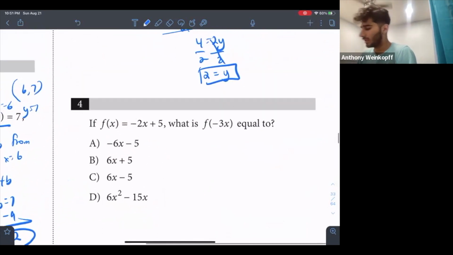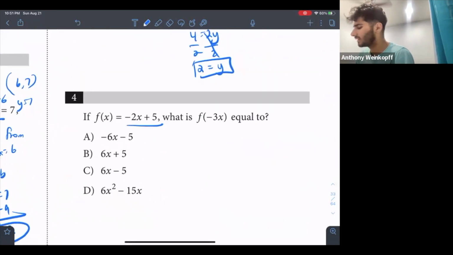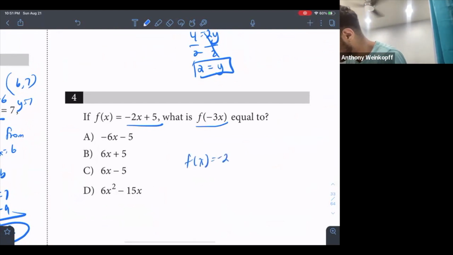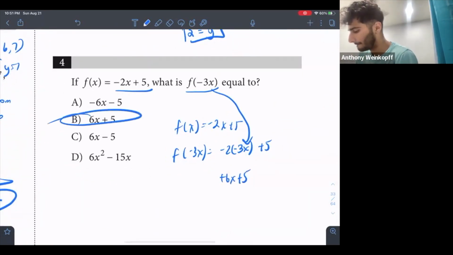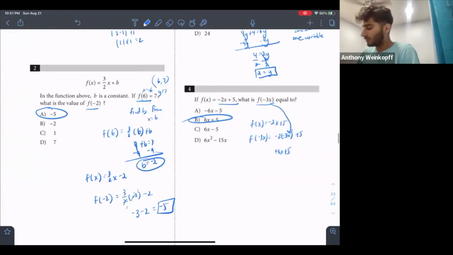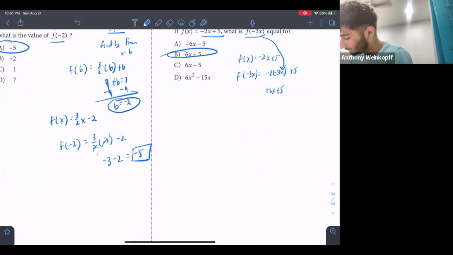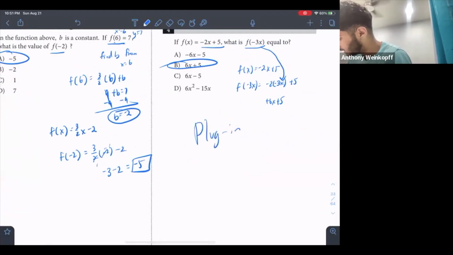Question 4. If f of x is equal to negative 2x plus 5, what is the value of f of negative 3x? So you would do f of x is equal to negative 2x plus 5. So then f of negative 3x is equal to negative 2 times negative 3x plus 5. Just plug in for x. So you should get positive 6x plus 5, which is choice B. Yeah, choice B is our answer. Just plug in.